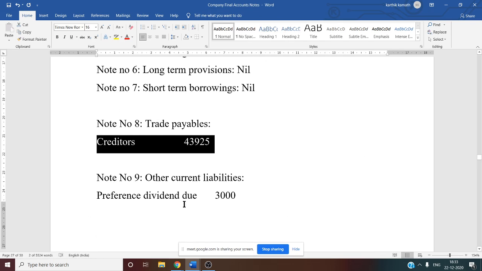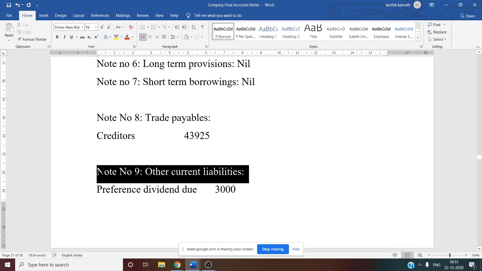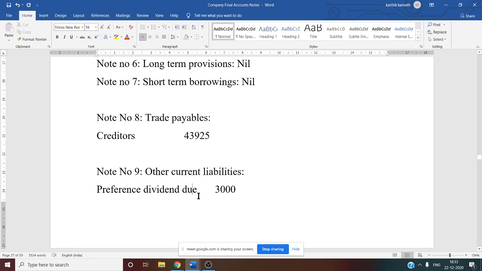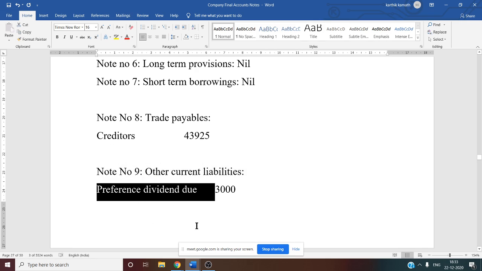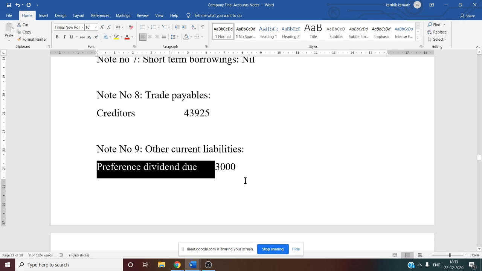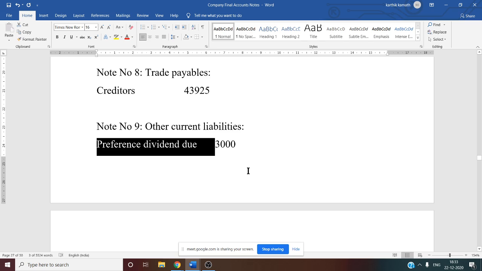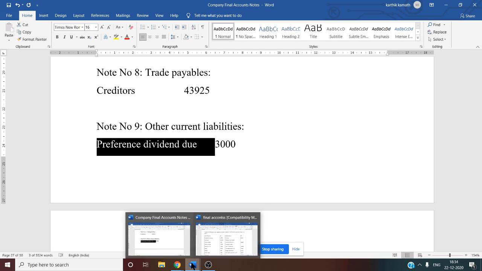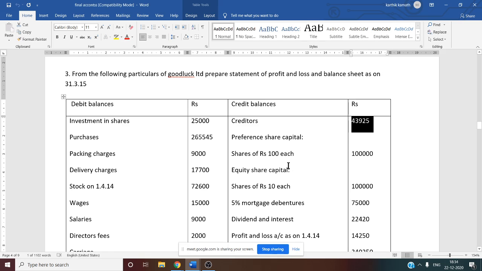Next, note number 9, other current liability. If you see, there is a preference dividend due. That is the present year's dividend that is not paid. How did we get that information? 3,000 is paid for 6 months, so that means the remaining 3,000 is not paid. So that is very clear. Or else you can calculate also. Just you can check once.